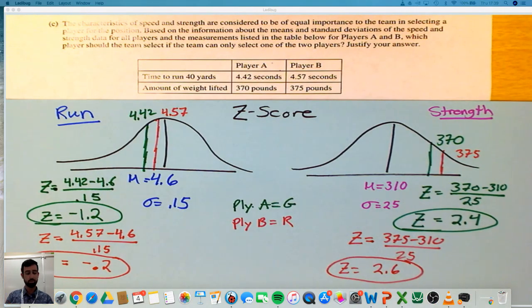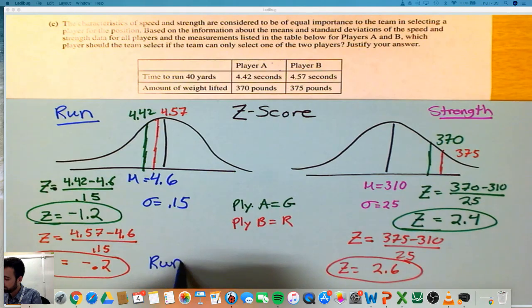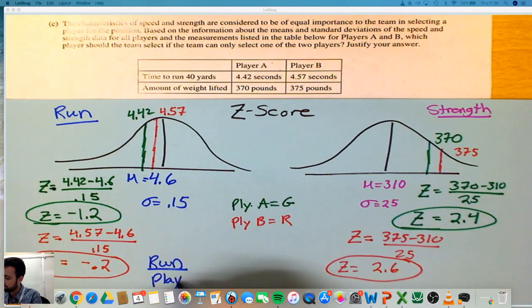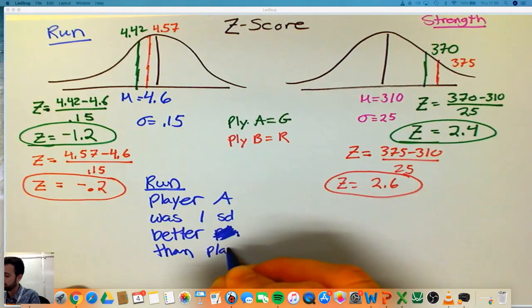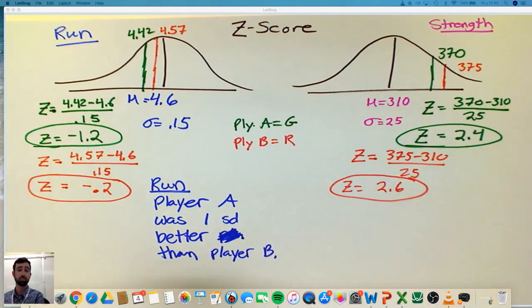So now we can compare. Now we have a good idea of who did better based off of standardized scores. So if we see running times, player A was one standard deviation better than player B. That's pretty significant. One standard deviation is quite a lot.